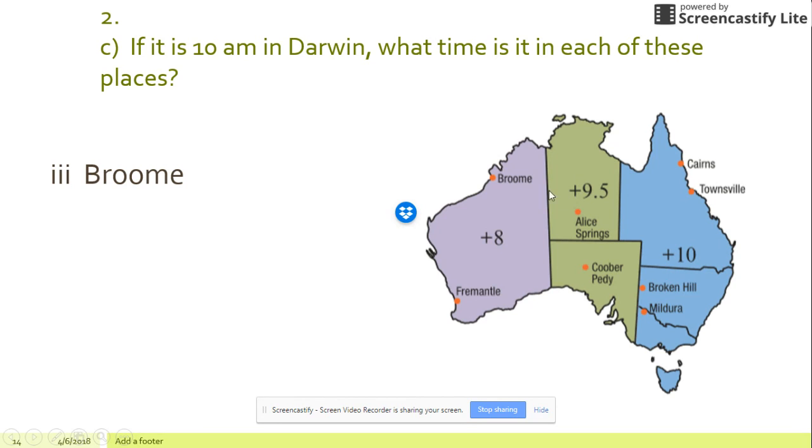In Broome, so Broome is over here. If we're in Darwin, we're at 9.5, and we have to go back 1.5 to get to Broome. So if we go back 1.5 hours, 1 hour is 9 o'clock. Now another half hour takes us to, see if you wrote down what I've written down. Yes, 8:30 a.m.